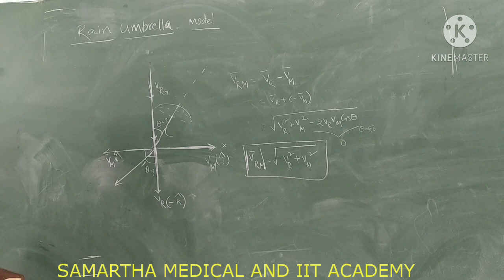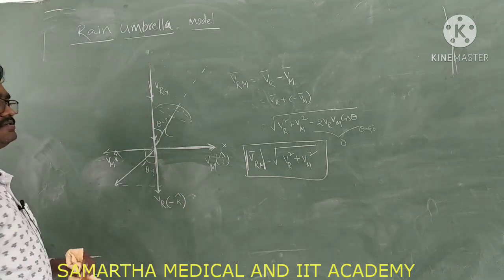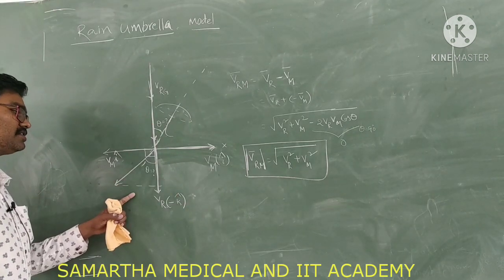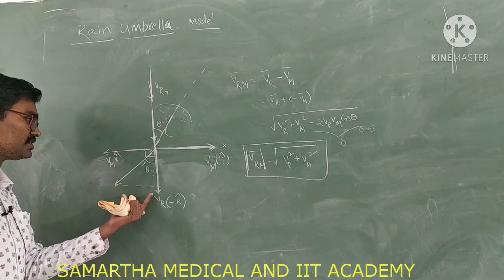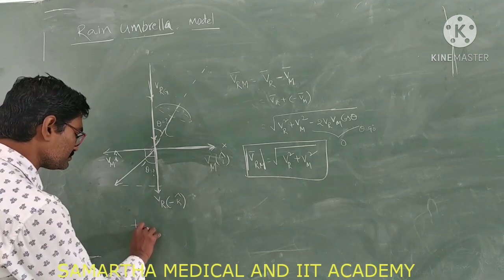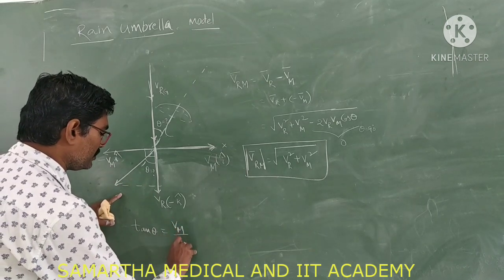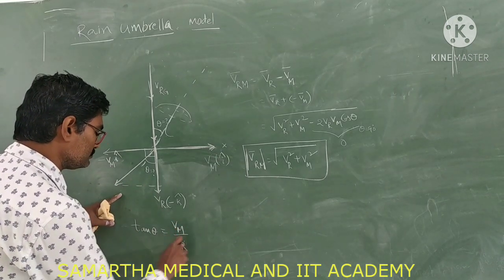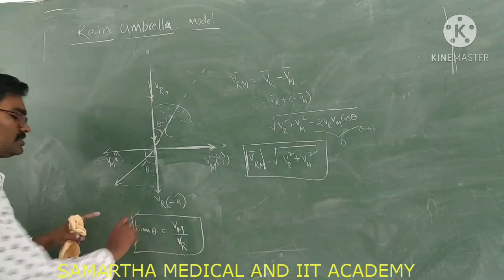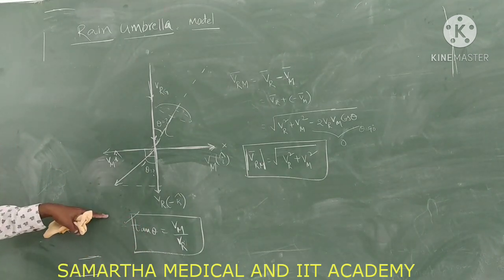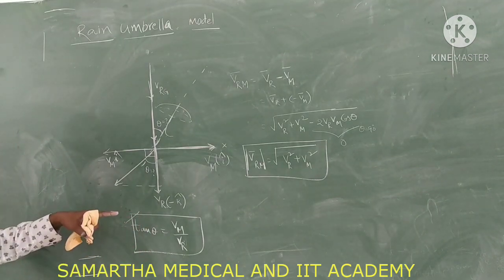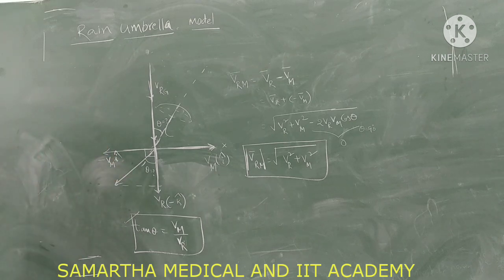Okay, what is the tan theta? Vm by Vm. Opposite by adjacent side. What is the opposite side? Vm. Vm by VR. This is the angle made by the umbrella with the vertical.